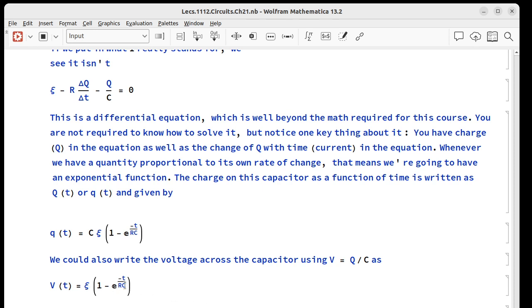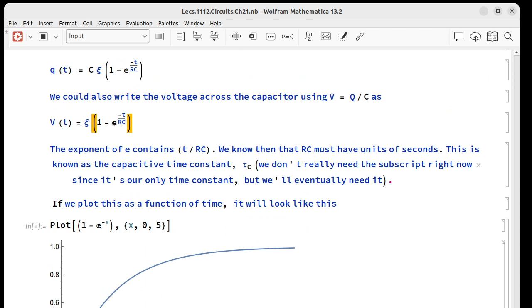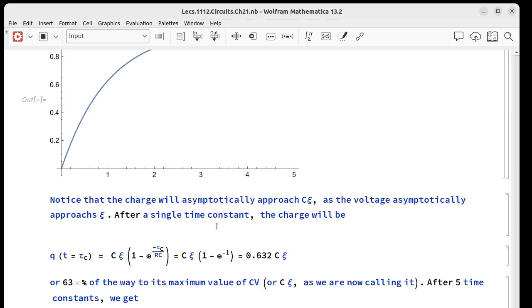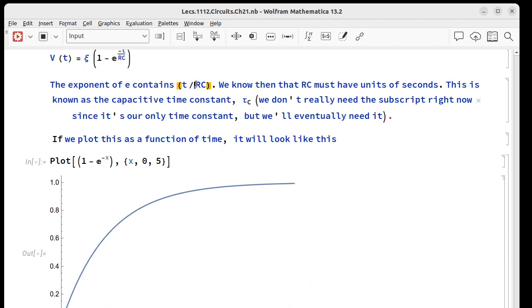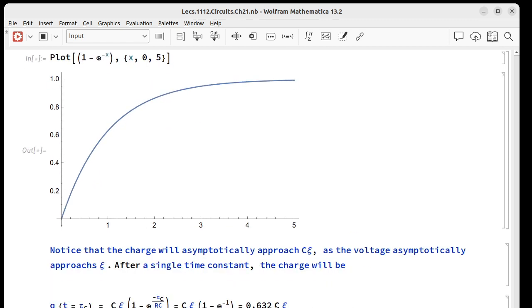If we plot what this looks like as a function of time, it's this. It starts off going up very quickly and then flattens out and only asymptotically reaches the final battery voltage. So in theory, it would take an infinitely long time to get there. After a single time constant, one value of this, whatever this is in seconds, we want to know what the charge on the capacitor will be. We use our formula for charge as a function of time.